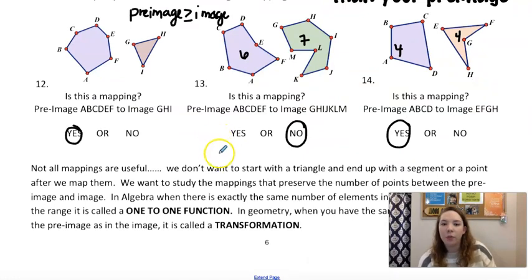Not all mappings are useful. We don't want to start with a triangle and end up with a segment or a point after we map them. We want to study mappings that preserve the number of points between pre-image and image. So that's really what we're getting to with transformations. We're going to take a shape and we're going to do something to it. We might slide it, we might rotate it, we might reflect it, we might dilate it, which means we're stretching or shrinking it. So we're not really interested in these mappings that don't have the same amount of points.